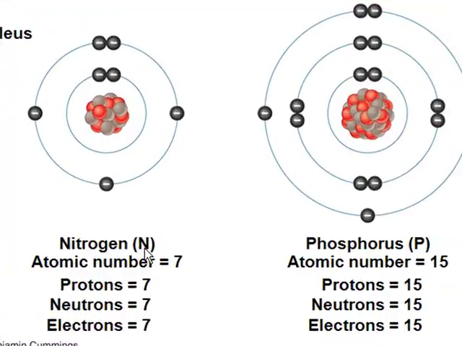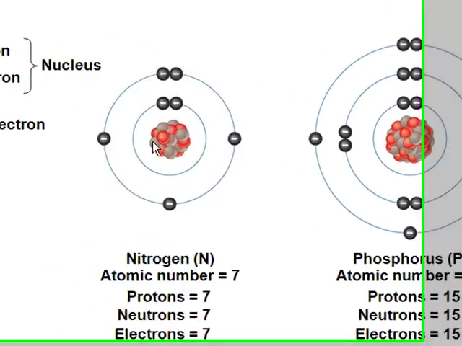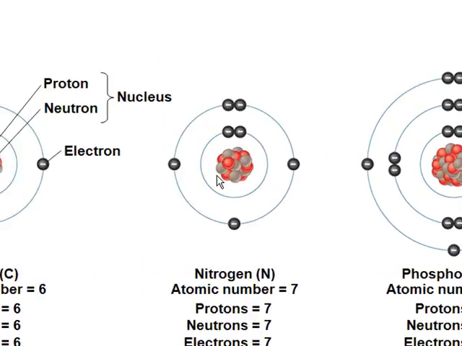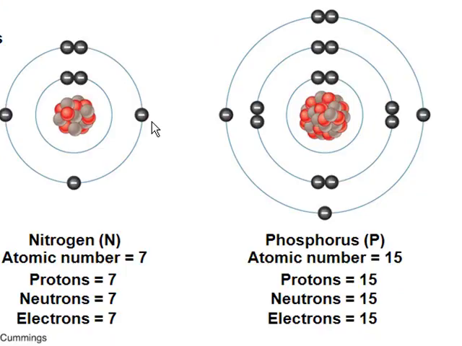Nitrogen, abbreviated with the letter N, atomic number 7. It's got 7 protons in the nucleus, 7 neutrons in the nucleus, and 7, 1, 2, 3, 4, 5, 6, 7 electrons out there. Last, let's take a look at phosphorus. Phosphorus has an atomic number of 15, so that must mean there are 15 protons. There are 15 neutrons in the nucleus, and there are 15 electrons floating around the outside, those negatively charged particles.